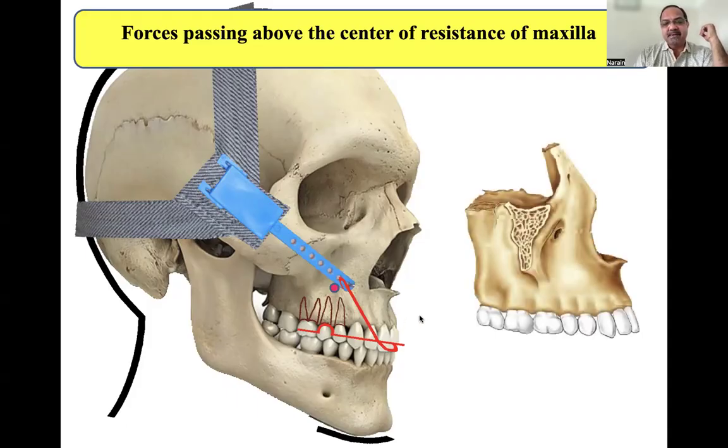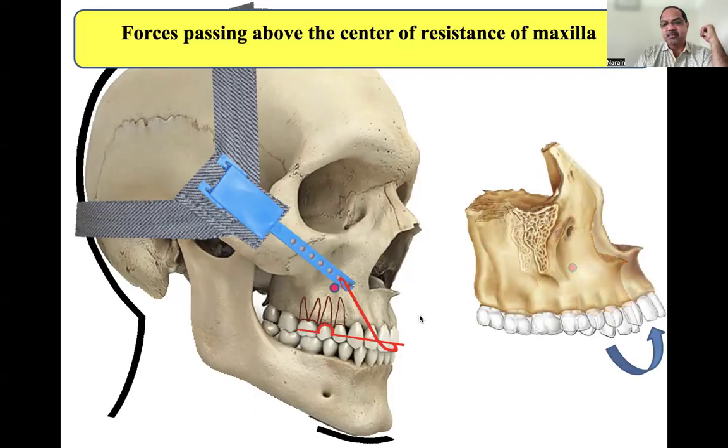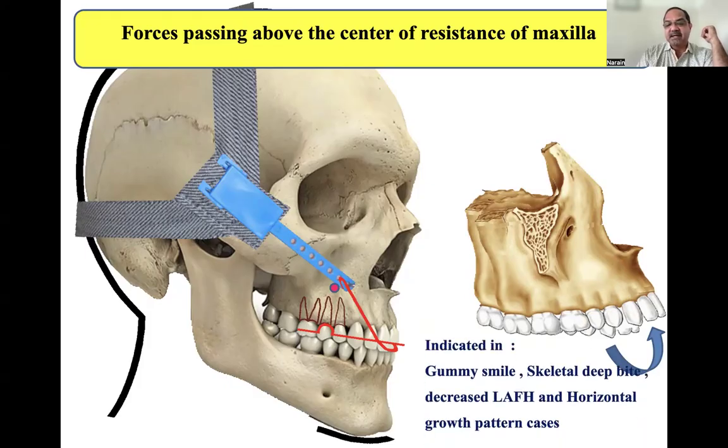Now what happens to the maxilla when you generate a force? There is an anti-clockwise movement because the force is generated above the center of resistance of the maxilla. So the maxilla rotates in an anti-clockwise direction. This is indicated in cases where you have a gummy smile, a deep bite, a decreased lower anterior facial height, and a horizontal growth pattern.